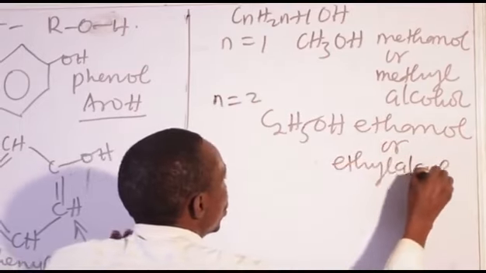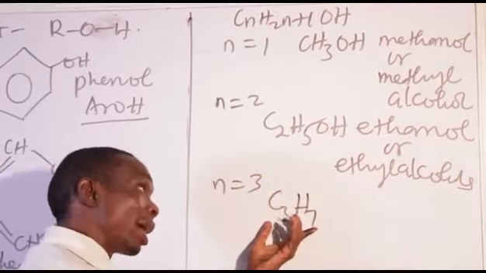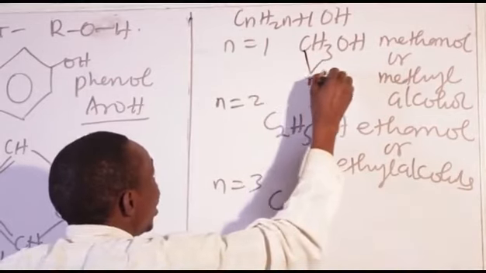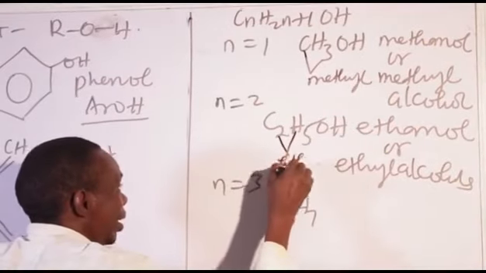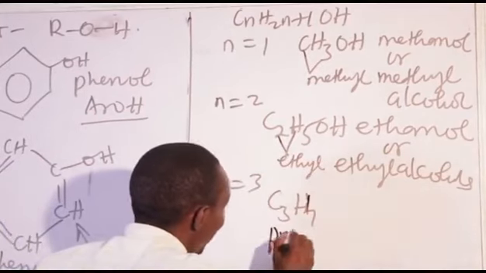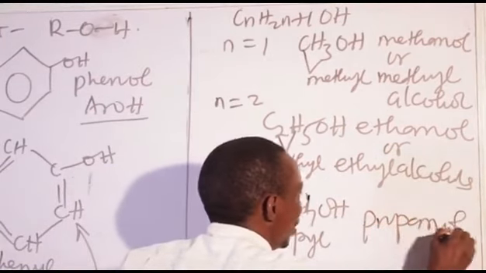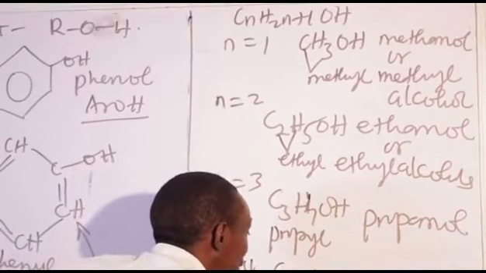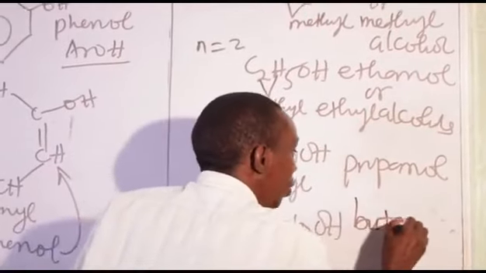And when n equals 3, we have C3. Don't forget, this CH3 alone is methyl. So methyl with OH is methanol. C2H5 is ethyl. Ethyl with OH is ethanol. C3H7 is propyl. Propyl with OH is propanol. Don't forget, this is the trend. C4H9 is butyl. So when you have butyl with OH, that is butanol. Can you see the chemistry?